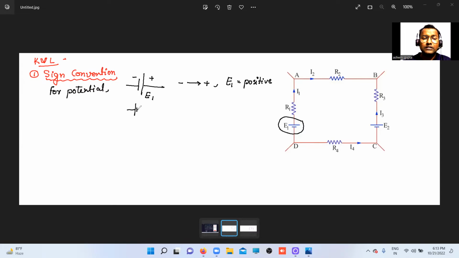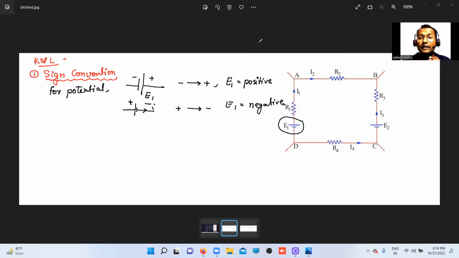Now, the second one: suppose we are moving from plus to minus in the circuit like this one. Maybe the current is moving from the positive terminal to the negative terminal. So in that case, whenever we are moving from plus to minus, we will consider E1 as negative. Please remember what I am saying to you. If we are moving from the minus terminal to the plus terminal, that is, negative terminal to positive terminal, then the voltage will be considered positive. And whenever we are moving from plus to minus, it will be considered negative.